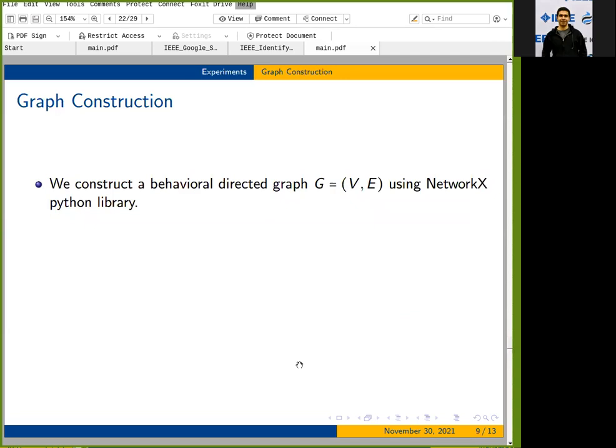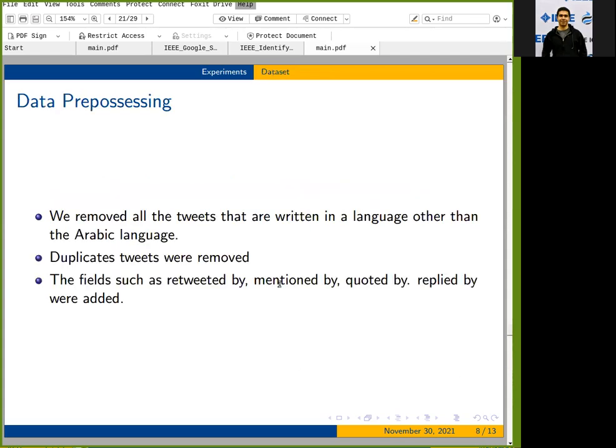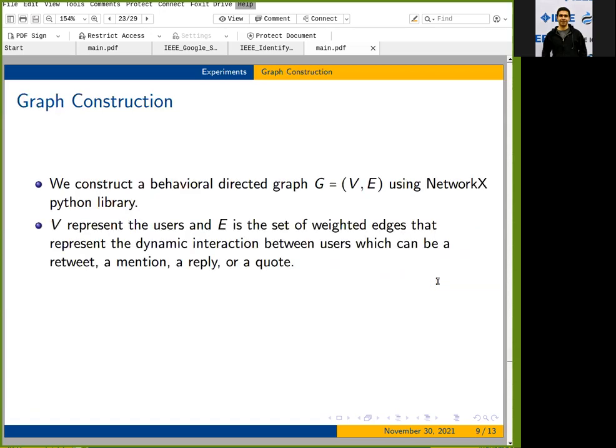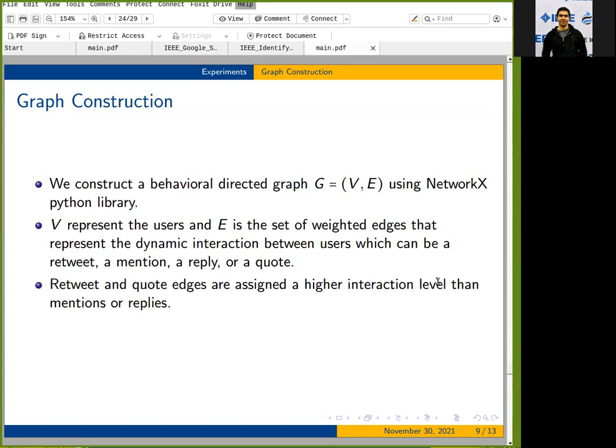Then we used the Python library NetworkX to construct a graph. It is a behavioral graph. So the nodes, or the vertices, are the accounts, and the edges are the relations like mention, retweet, quote, and reply. And the edges are a set of weighted edges that represent the dynamic interaction between users, which can be retweet, mention, reply, and quote, as I mentioned.